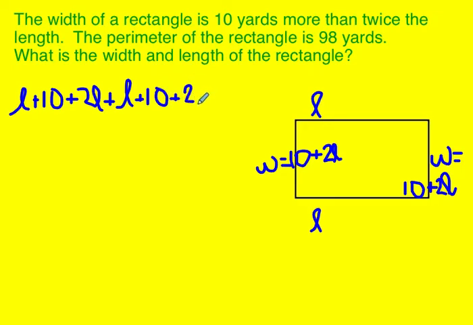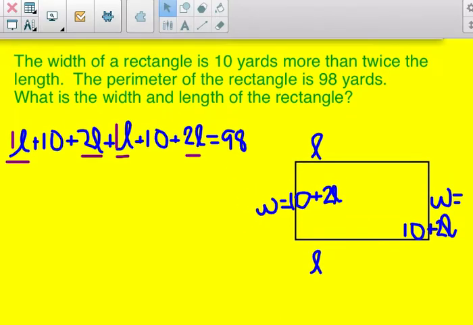And if I go back up and look at the wording, it says the perimeter of the rectangle is, so equals 98 yards. So is equal to 98. So again, I've created an equation I can solve. I do have some like terms here. So I have an L here, which is a 1L. I have a 2L here, another 1L here, and a 2L here. So those would all be like terms.